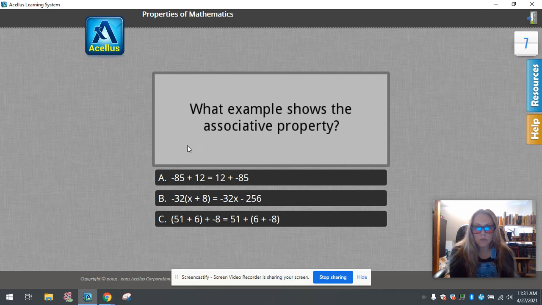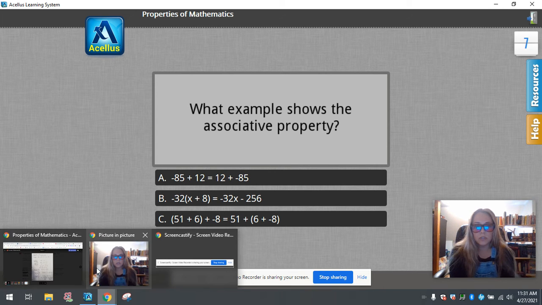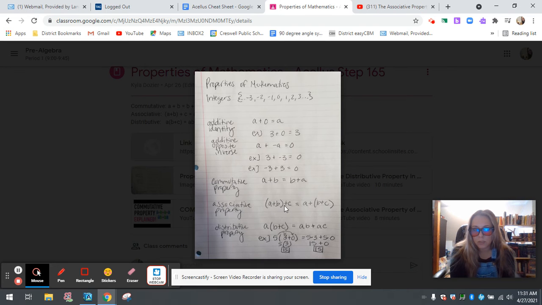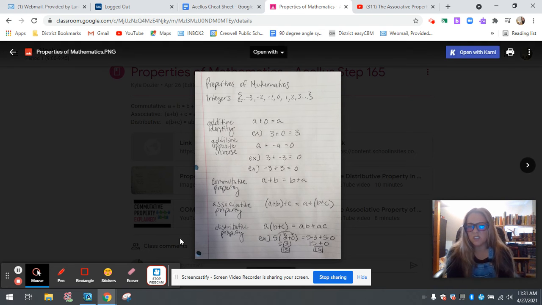So it asks what example shows the associative property. So I'm going to look at my notes. The associative property looks like this. It's got A plus B plus C equals A plus B plus C, but there are some parentheses in different spots, but it's going to give you the same answer either way.